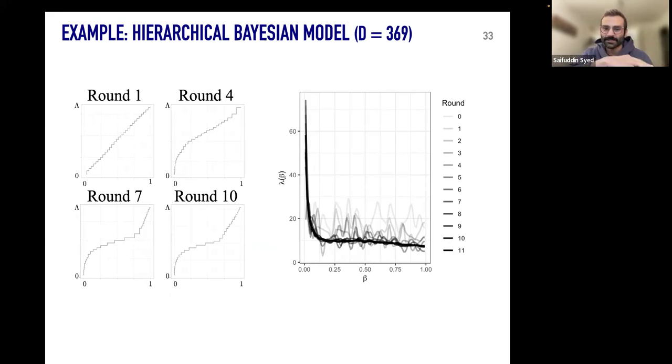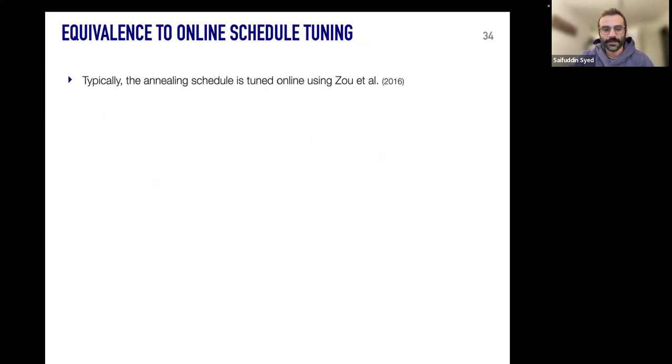Notice how initially it's all over the place, then it starts to stabilize. This is an example of what the local barrier looks like as a function of the rounds. And you can see it will figure out where the rapid changes are occurring without you needing to hand tune anything. So this is very black box. In comparison to what people have been doing in practice, traditionally what people have been doing is online schedule tuning.